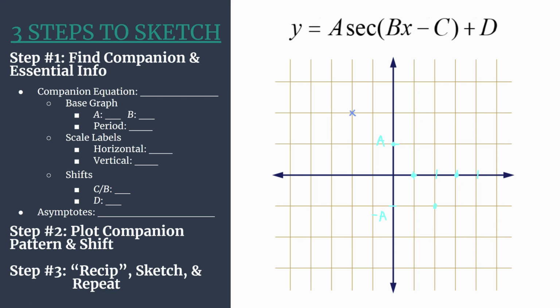So you'd move each of your points left 2 and up 1. This is just an example. Of course, you could move it any which way depending on what your shifts are. But you can see this cosine curve right here.